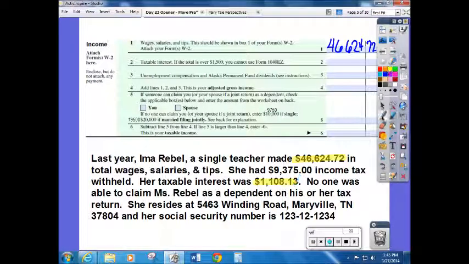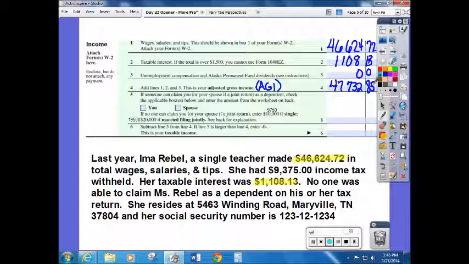Taxable interest was $1,108.13. Unemployment compensation. It doesn't say anything in our instructions, so we're going to say that that is 0. Line 4, add lines 1, 2, and 3. This is your adjusted gross income, when we've been talking in class, AGI. That's the same thing. So if we add that together, it is $47,732.85.